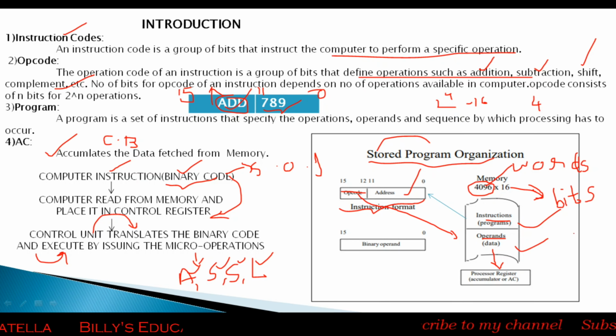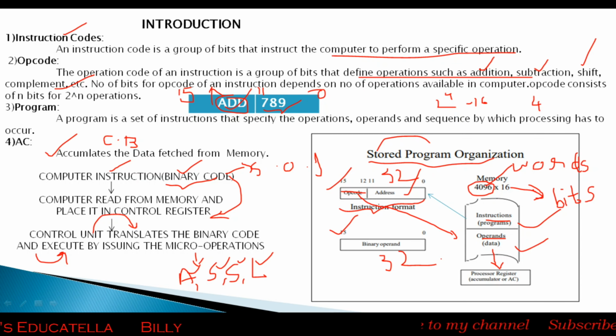When we take a 16-bit instruction code, we will have a 16-bit binary operand. When we take a 32-bit instruction format, then we need a 32-bit operand. I think you understood the various types of instructions and how they are fetched inside the computer.